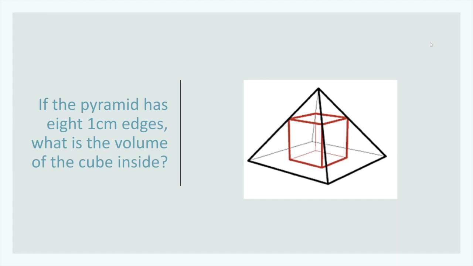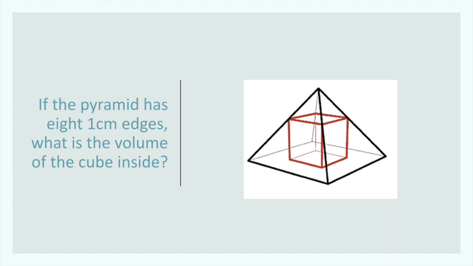Hi everyone, I'm Nicole. I was in Mr. Walden's scholarship calculus class 2 years ago now, and today I'm going to be taking you through this question here. So the question asks, if the pyramid has 8 1 centimeter edges, what is the volume of the cube inside? So the square pyramid has 8 1 centimeter edges. It is a regular shape. All the sides are the same length, so pretty good.